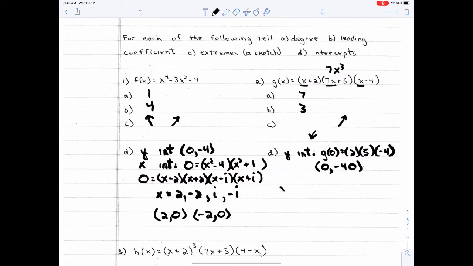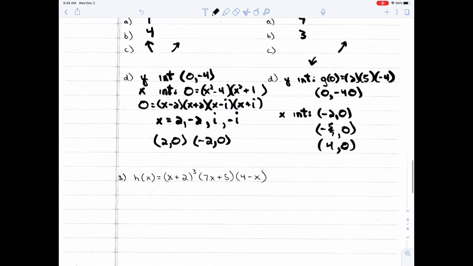For the x-intercept, you don't really need to show any work here. It's already all factored. It's set equal to 0, or at least you can think of it as set equal to 0. So you get negative 2 comma 0, and it's already factored for you. Negative 5/7 comma 0, and 4 comma 0. Okay? All right, let's take a look at this one.